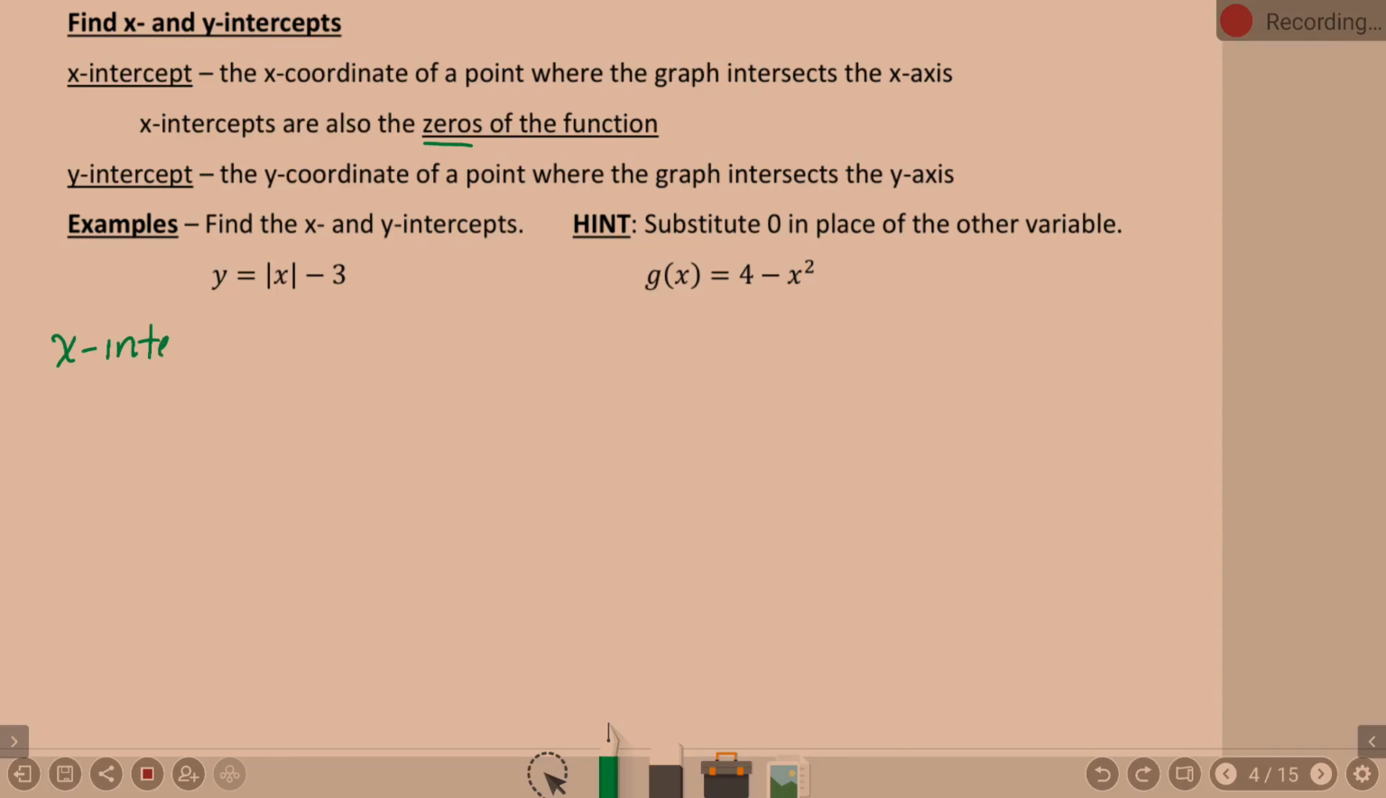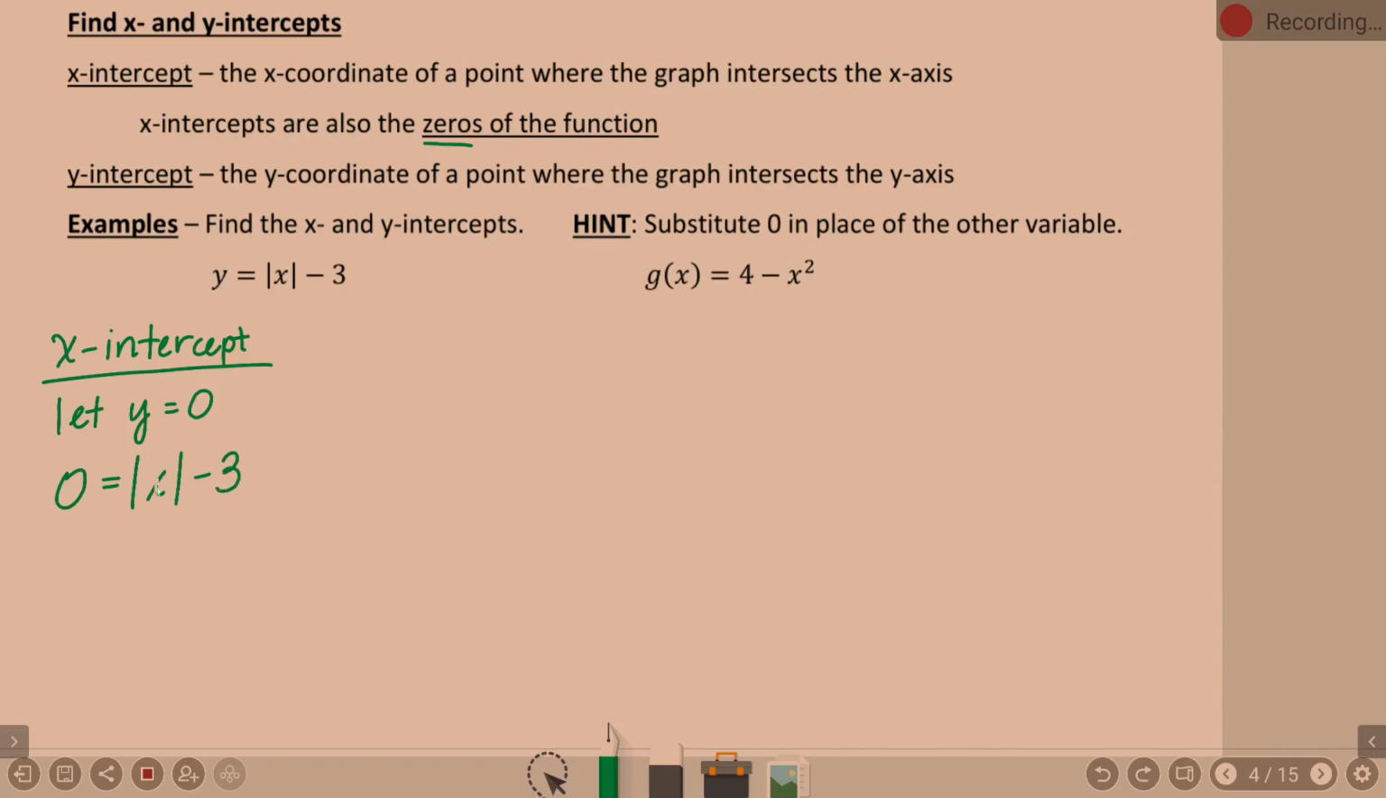In order to find the x-intercept, if it's on the x-axis, it has an x value. But what do we have to know? We're going to let y equal 0. And so when I say let y equal 0, I'm going to write out the math. It's usually pretty easy math. But y is 0, find x. So in this equation, if I put 0 in for y, we're going to have what? 0 equals the absolute value of x minus 3.